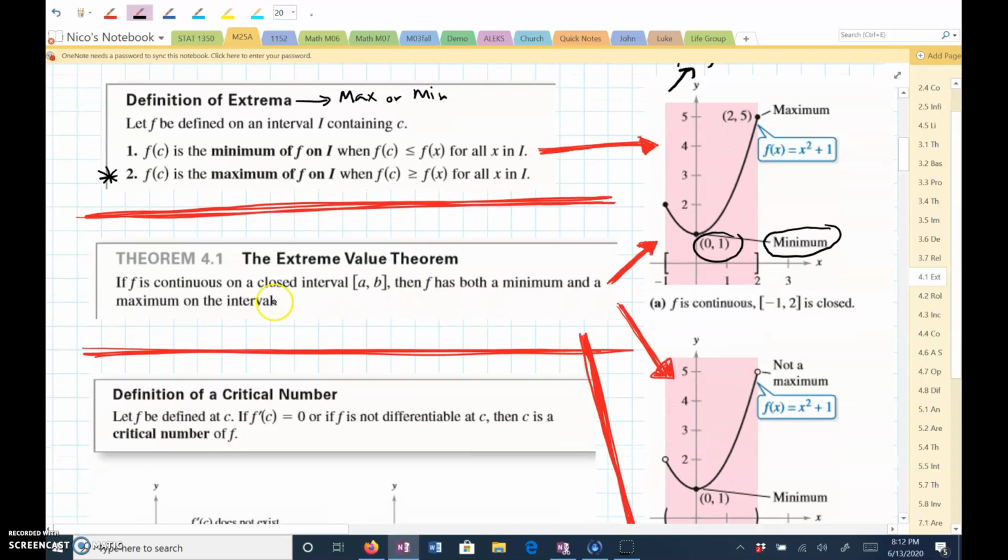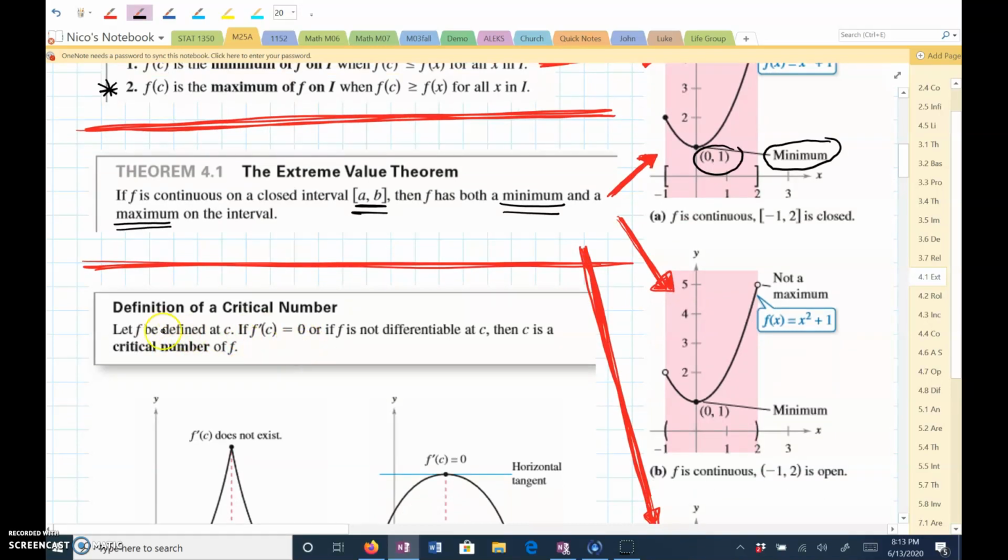Extreme value theorem, okay? What the extreme value theorem says is, if f is continuous on a closed interval [a, b], then f has a minimum and a maximum value on that interval. So anytime you have a function on a closed interval [a, b], there's going to be both a maximum and a minimum on that interval.